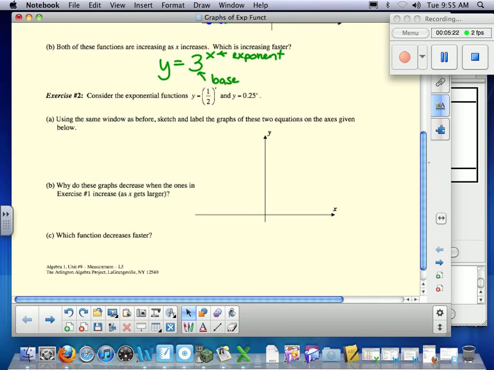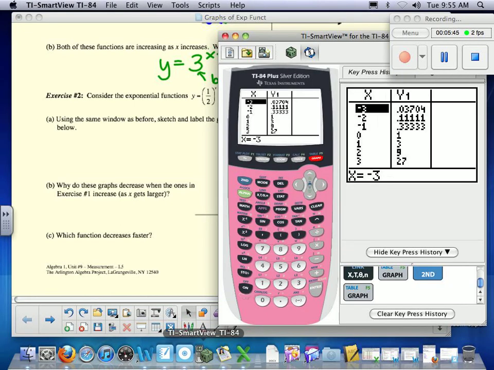Let's go right into number 2. We're going to look at 2 different exponential functions. Before we start typing, someone talked to me about this second function. What is 0.25 really as a fraction? 1/4. So I could do 1/4 to the x. I'll keep it with the way they have it.